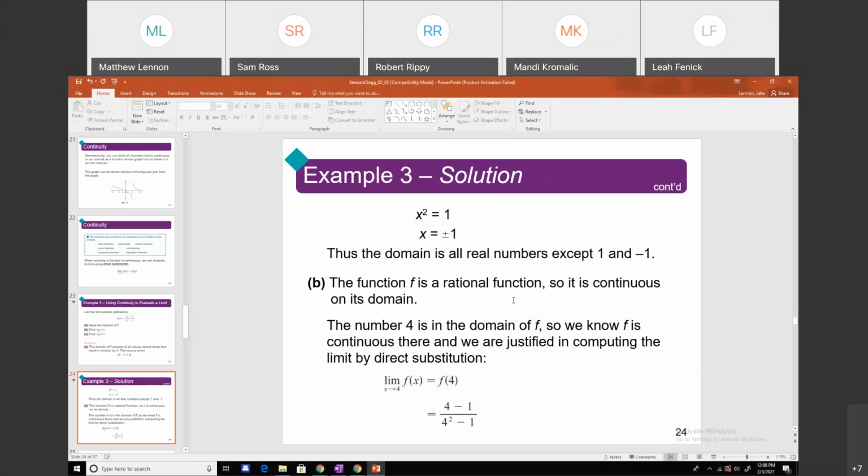So if you are given a limit where x is approaching any number other than 1 or -1, we can just say, okay, well, it's continuous on that section, so we can just plug in those values. So for part B here, they want us to do the limit as x approaches 4, which means we can just replace x by 4. So we get 4 minus 1 over 4 squared minus 1, so we get 3 over 15, or 1/5.